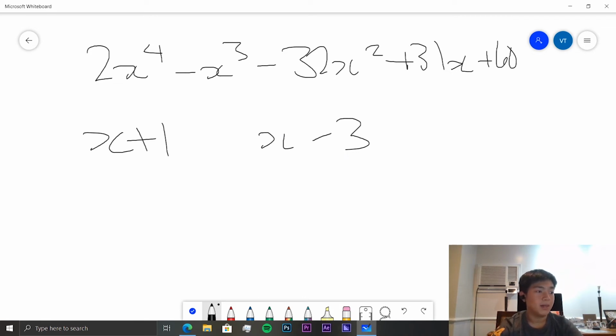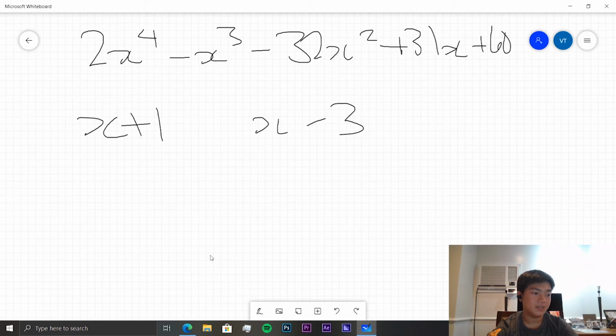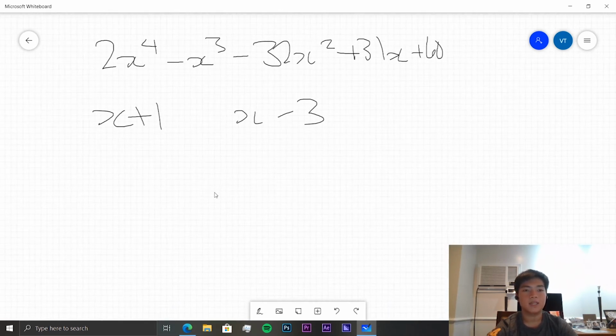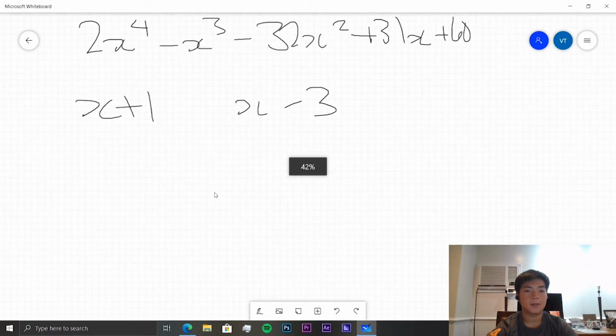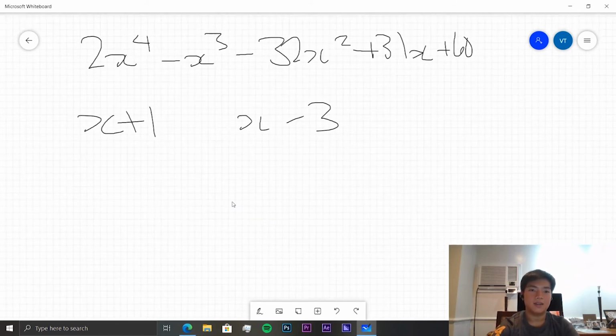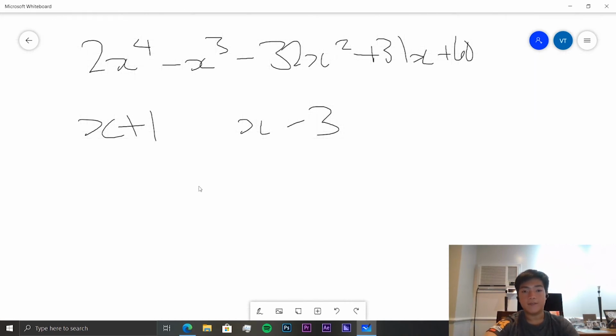Well, we know that it will be a factor of this number if it divides it cleanly. You can do it individually, I guess, for each one of these, and actually it might be faster. Actually no, let's not do that, because we can use the factor theorem.